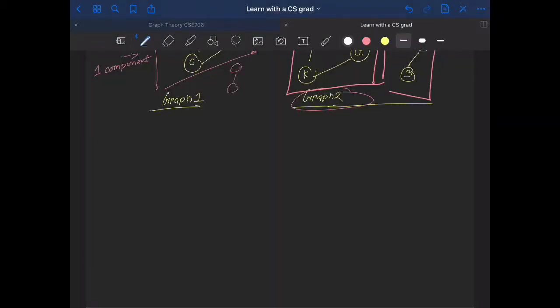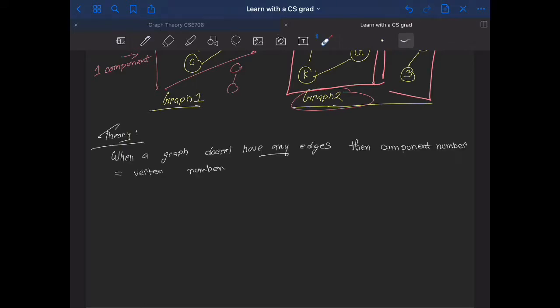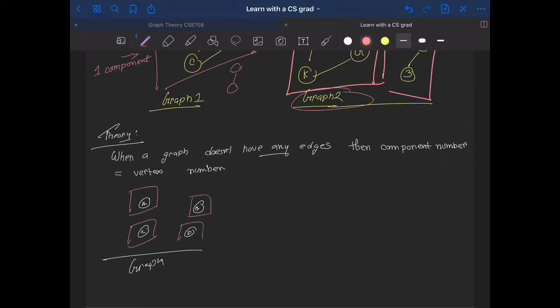So let's just try to see another interesting example here, or interesting theory. So what the theory says is, when a graph doesn't have any edges, then component number is equal to the vertex number. Okay, so let's say we have a graph with 4 vertices, so A, B, C and D. So in this graph, can we say there are 4 components? Yes, we can, because they can be their own separate subgraphs, right?